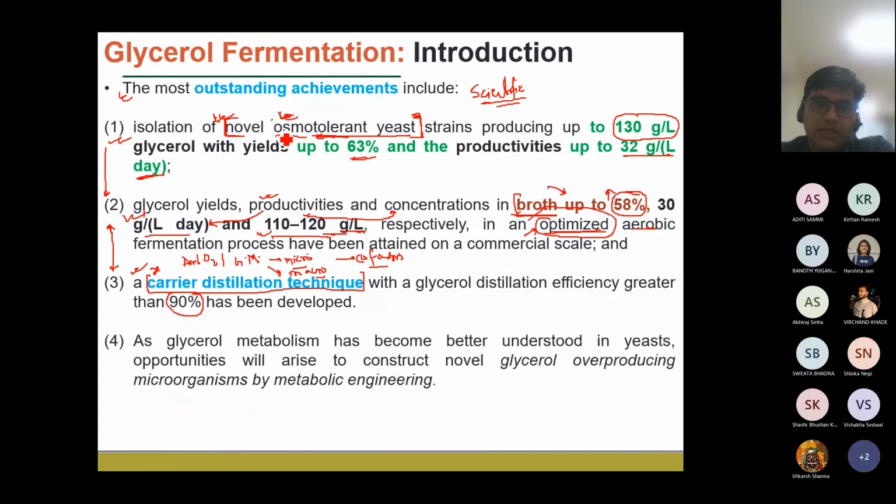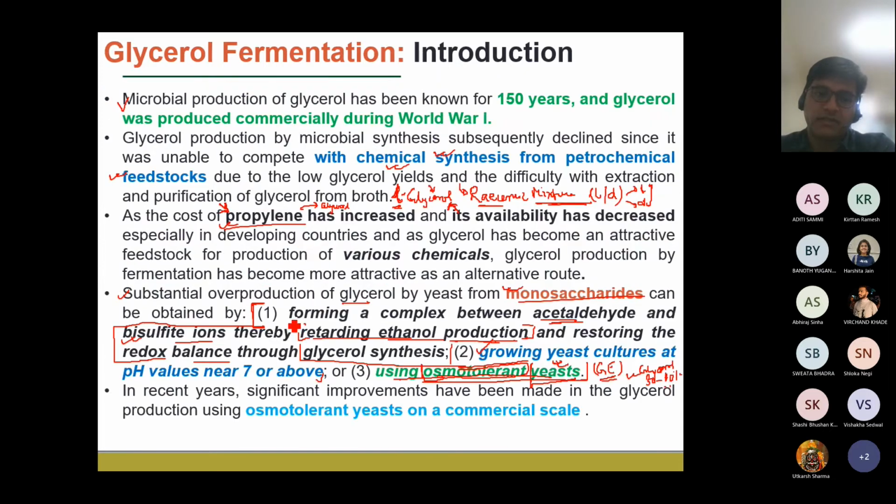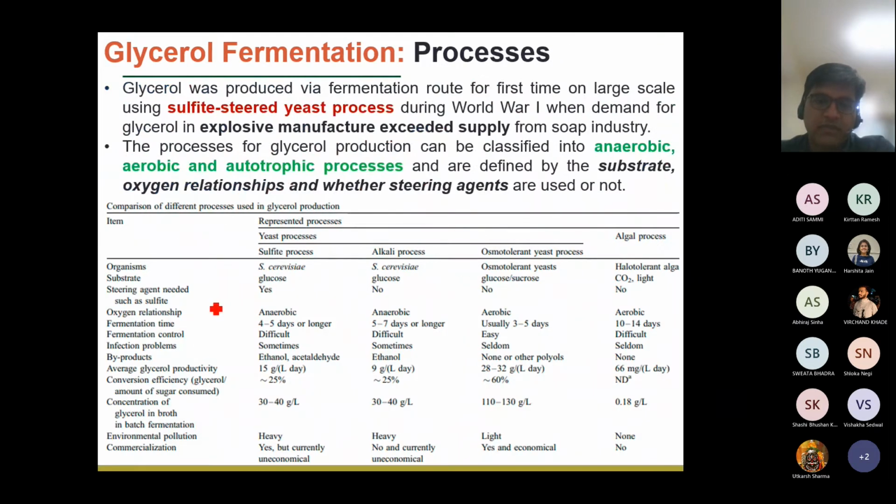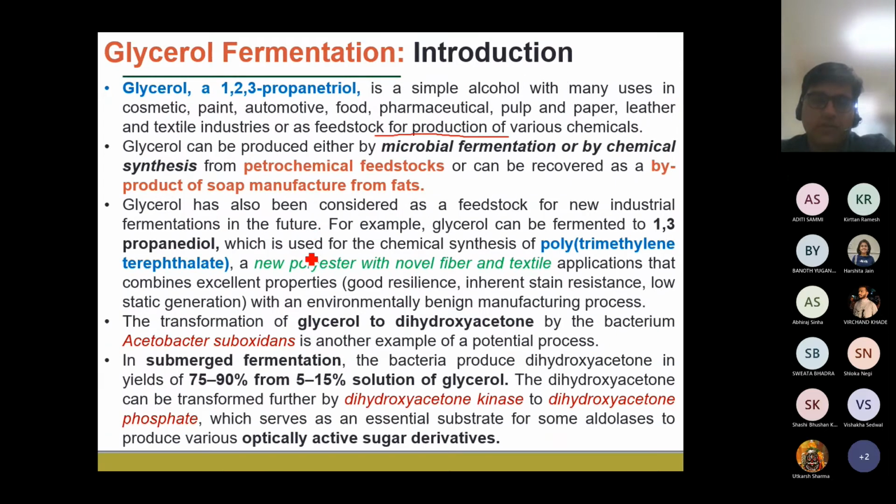So these are the scientific advancements that have been made to date, and we will see what the phosphotolerant yeast is, what the bisulfite based as well as the alkali based processes are, and what are their advantages and the different aspects of all these steps. Okay. So before that, let us look briefly at how glycerol is produced.